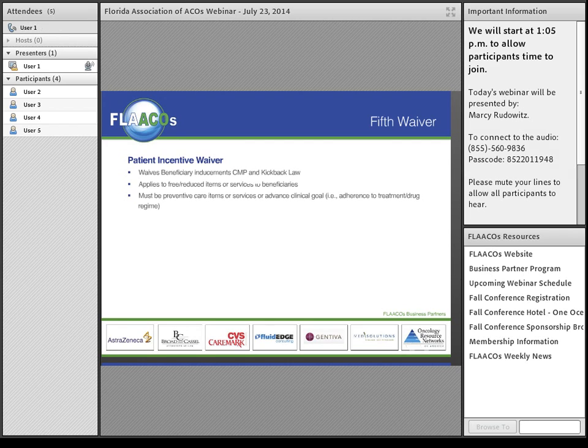In order for this waiver to apply to free or below fair market value inducements to beneficiaries, the ACOs must have a participation agreement with CMS and be in good standing. Establish a reasonable connection between the items or services and the medical care of the beneficiary. And ensure the items and services in kind are either preventative in nature or advance a clinical care goal having to do with adherence to a treatment or drug regimen, follow-up care, or management of a chronic disease.